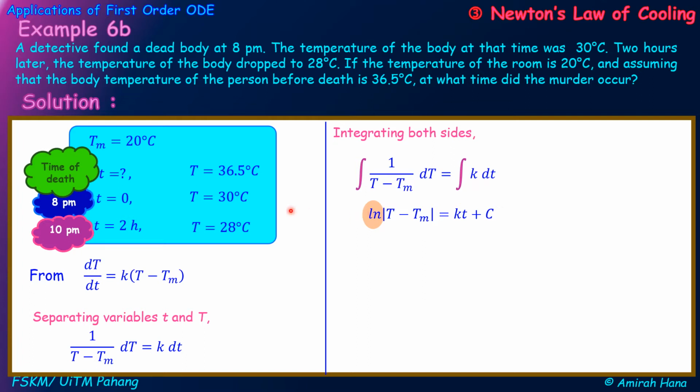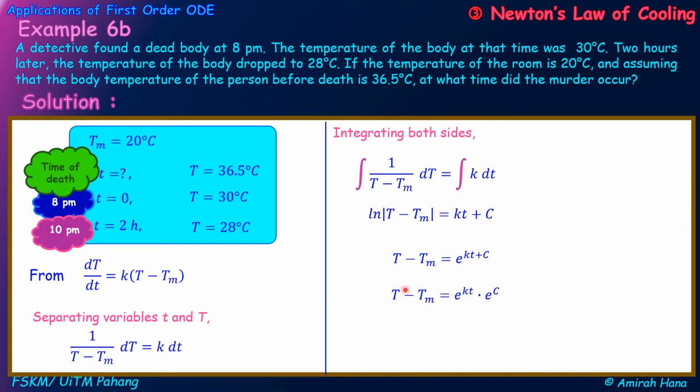Alright, after that, we want to write temperature as a subject. So first, we need to move ln to the right-hand side. After we move ln to the right-hand side, we get temperature minus temperature of room equals E, with index base E here, to the power of KT plus C.